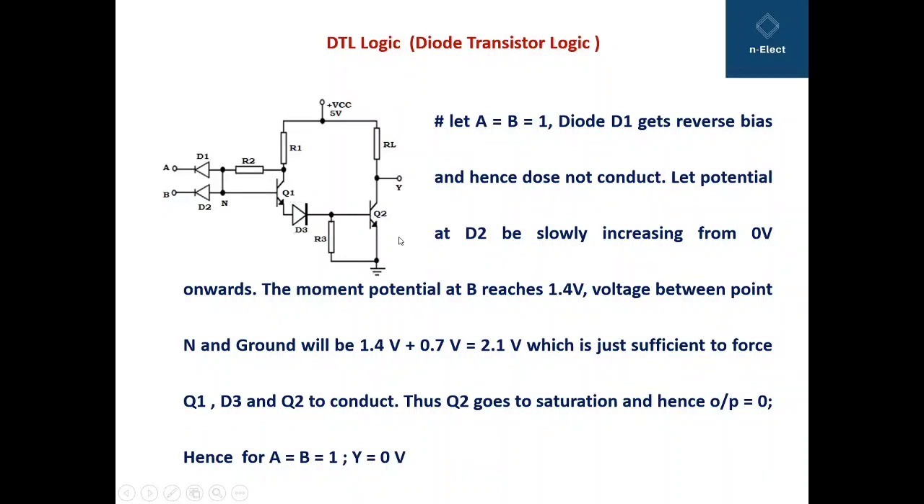Thus Q2 goes into saturation, and when Q2 goes into saturation, not only will the current flow through Q1 to ground, the current will also flow through Q2 and to ground, and thus the output voltage, which is taken at the collector of Q2, will be very low, or it will be treated as output 0. Hence, for A equal to B equal to 1, means both the inputs equal to 1, Y equals 0 volts.